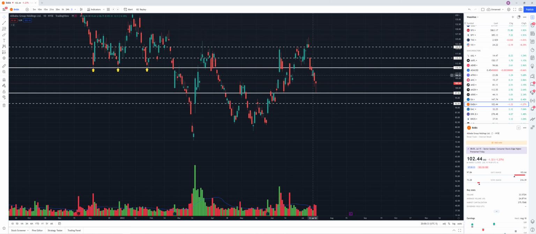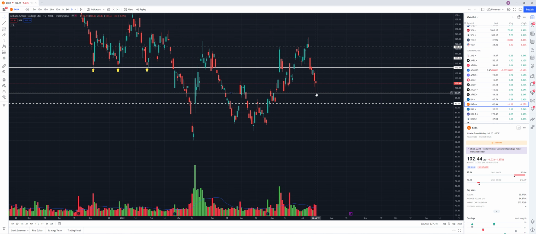I do expect it to go back and test this resistance right here, just like it did back here, and it might have to come back down, catch up on some more momentum, and move up. But for now, I'm gonna leave Alibaba alone. I'm not gonna be trading it, and I'll watch the price action to see where exactly it wants to go. Does it want to break down? The path of least resistance is actually on the way up as of right now after this big drop.